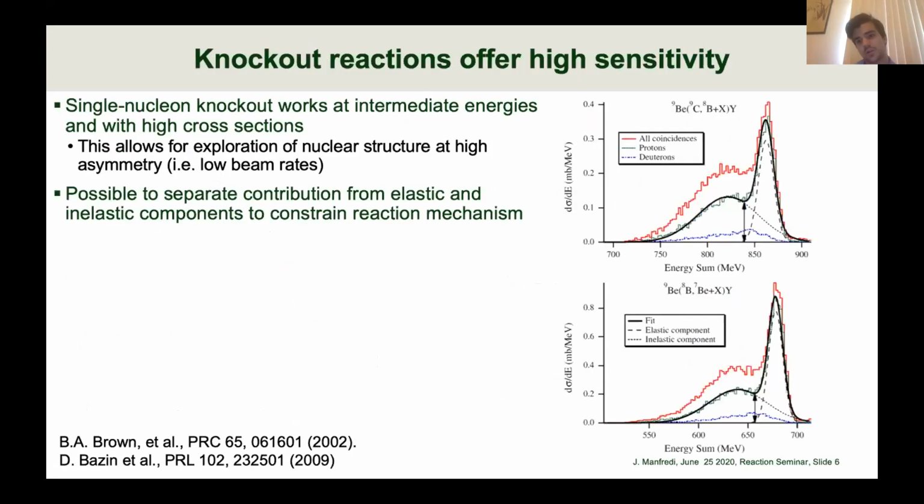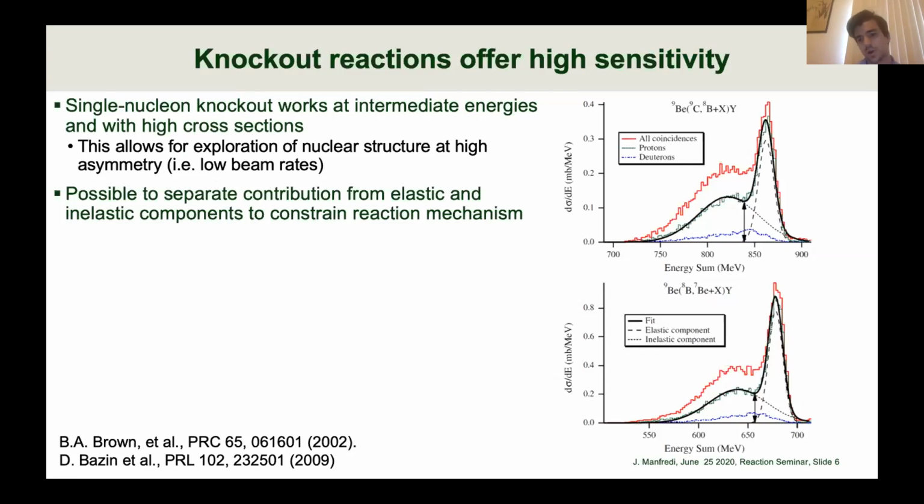So another probe that you can use is the knockout reaction. Typically when I say knockout reactions in this talk, I'm referring to knockout of a single nucleon induced by a beryllium target or sometimes a carbon target. And so what we can do with knockout reactions at intermediate energies is have a very sensitive probe for the shell model for nuclear structure at really high levels of asymmetry. In other words, really low beam rates. This allows us to reach nuclei that we would not otherwise be able to access even with transfer reactions.